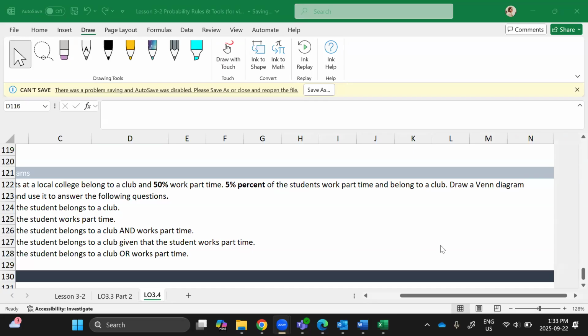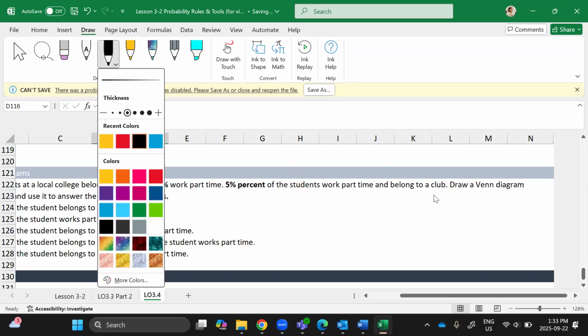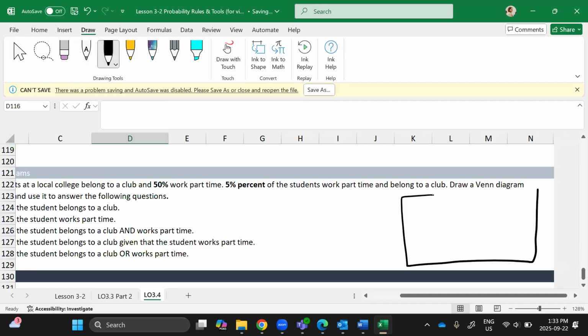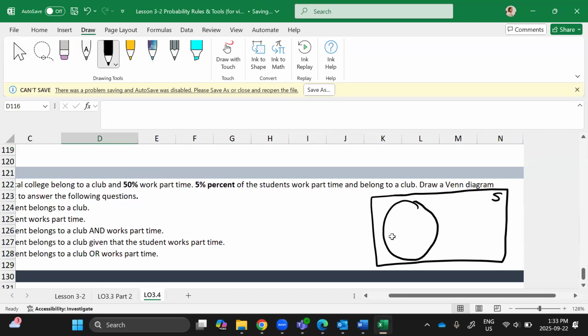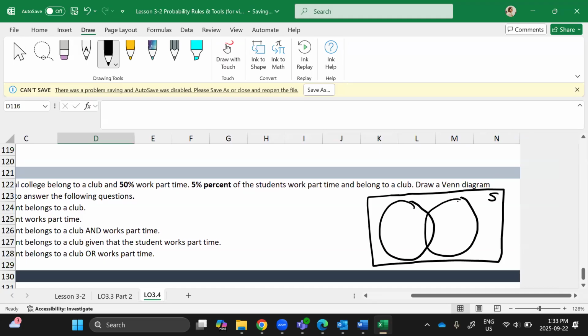So my first step is I'm going to try to draw the big Venn diagram over here, and then I'll use it to calculate all the probabilities individually beside the questions. So here's my full sample space, S, and we have 2 events in this question. We're told 40% belong to a club, 50% work part-time. So this is club, this is part-time. 5% work part-time and belong to the club. I'm just going to move this one circle over a little bit to make it easier to see what they share.